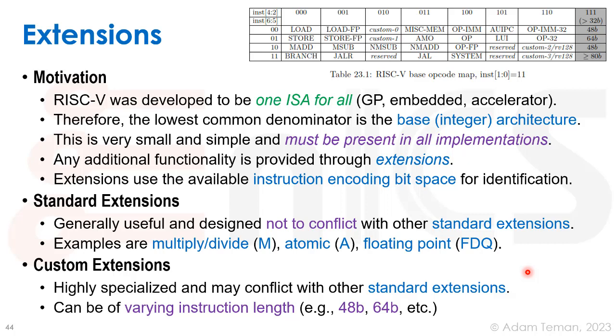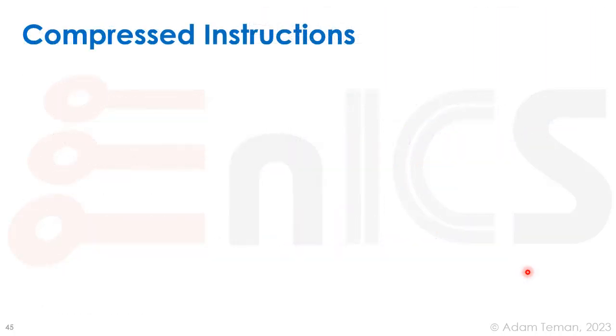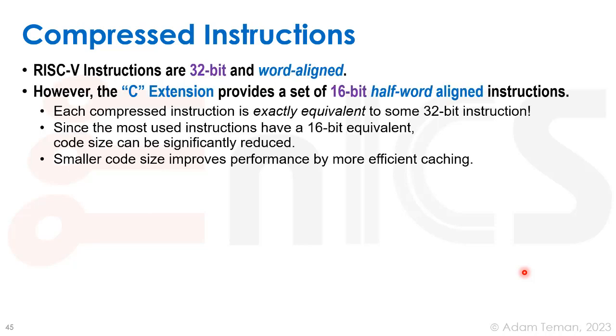And you can do just about anything you want with that. And that's one of the big strengths of RISC-V, that it was built from the bottom up to support this type of extension. So I'm going to discuss some of the commonly found standard extensions. We started with the compressed instructions, which is the C extension. In general, RISC-V instructions are 32-bit and they are word aligned. But if we want to use this C extension, then we get half-word aligned instructions.